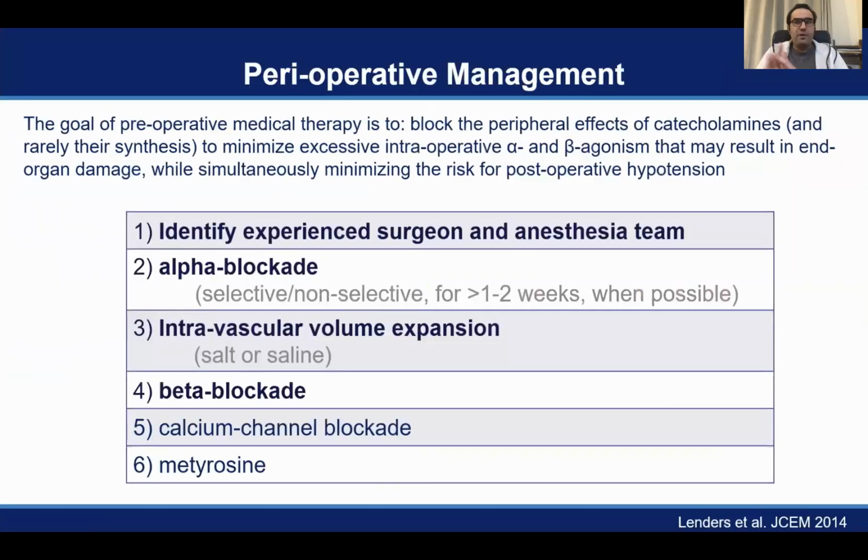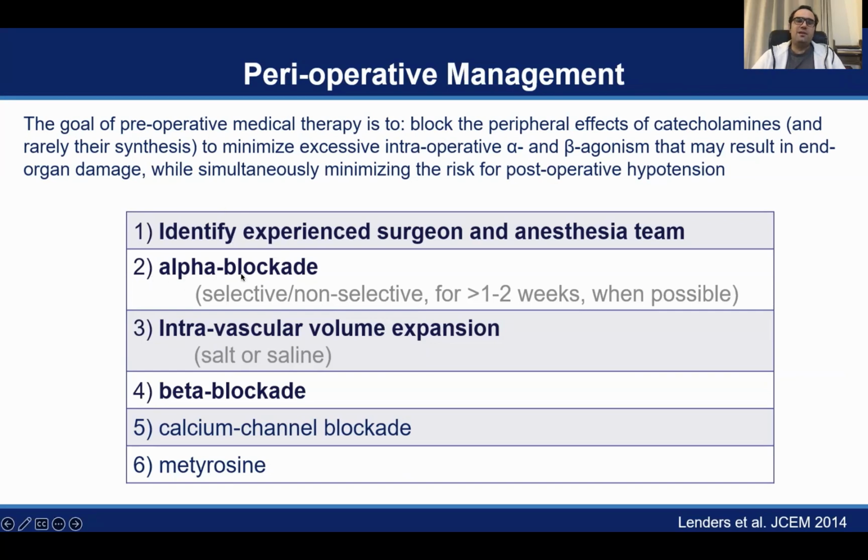Now, perioperative management. The goal of preoperative medical therapy is, number one, to block the peripheral effects of catecholamines, to minimize the excessive intraoperative alpha and beta agonism that may result in end-organ damage, but simultaneously minimizing the risk of postoperative hypotension. Number one step is to identify an experienced surgeon and anesthesia team.